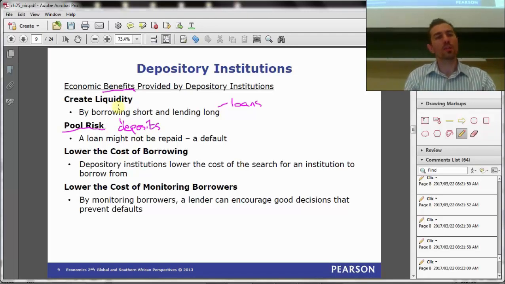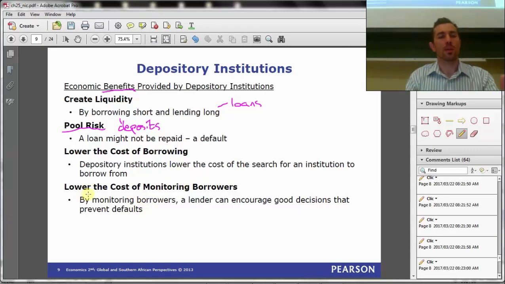The advantages of being able to provide liquidity and to reduce risk exposure is that banks therefore lower the cost of borrowing. If you want to borrow from the bank, you can generally borrow at a lower cost than you would be able to, say, borrowing from someone else. And also, if you're holding a deposit, the value of that deposit is less exposed to risk.